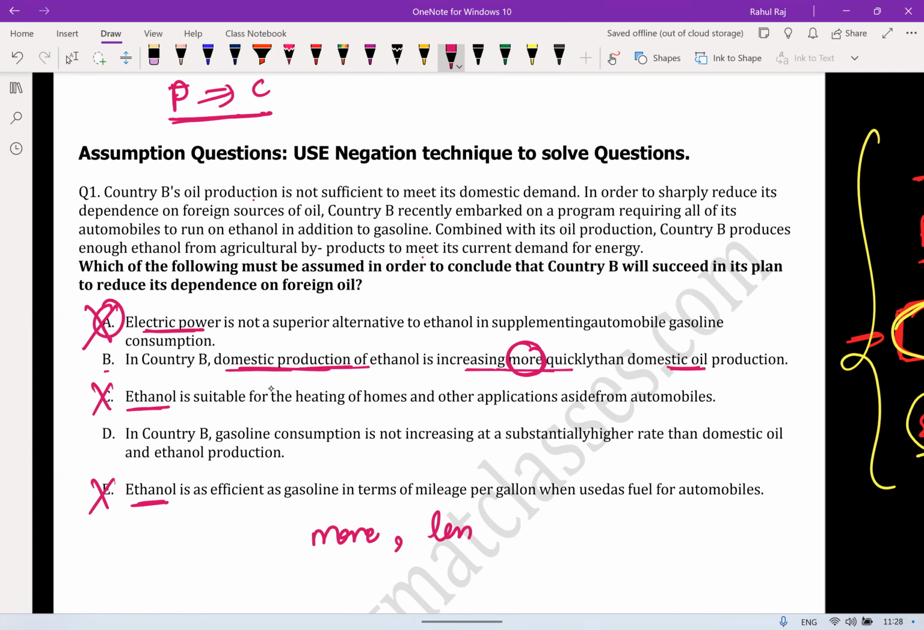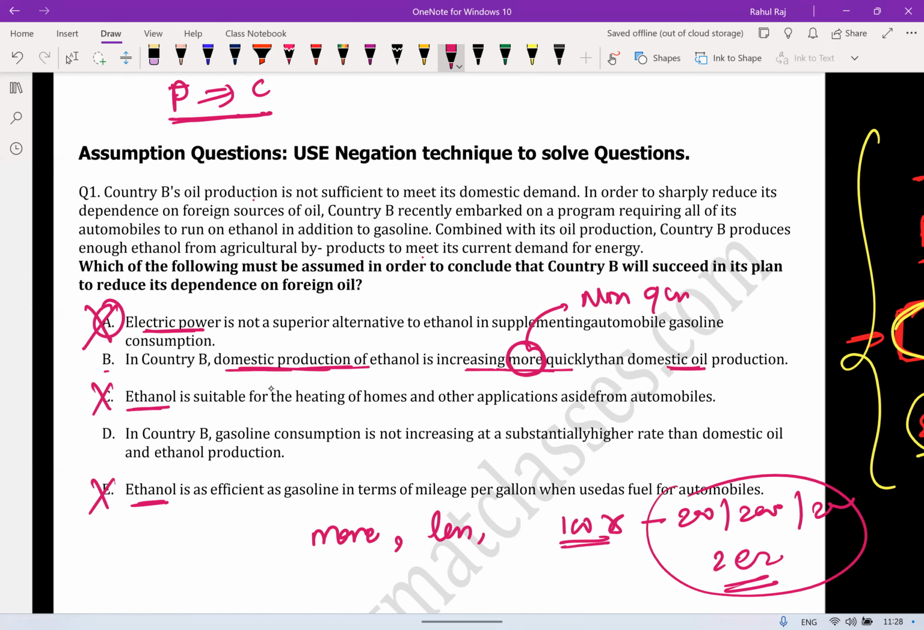More, less, these are non-quantifiable words. When I say I have more money than you, let's say you have 100 rupees, I can have 200 rupees, I can have 2000, I can have 2 lakhs, I can have 2 crore. In all cases, more is non-quantifiable. More is a non-quantifiable word.